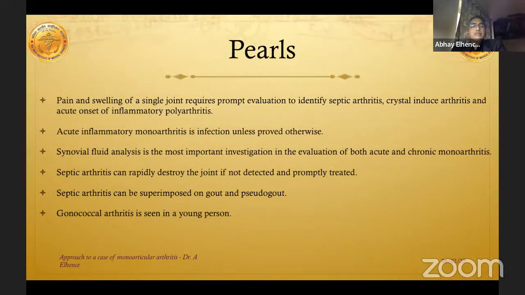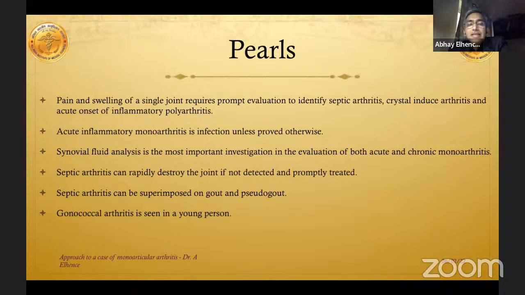So when we look at the approach to a monoarticular disease spectrum, we have to look at pain and swelling within a single joint, which requires prompt evaluation because it might be a septic arthritis, a crystal-induced arthritis, or an acute onset inflammatory polyarthritis. We need to understand that acute inflammatory monoarthritis can be an infection unless proved otherwise.